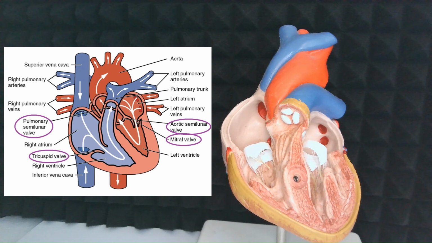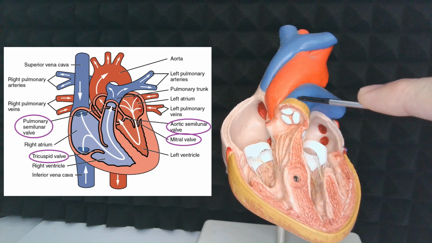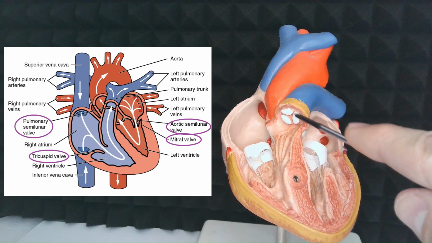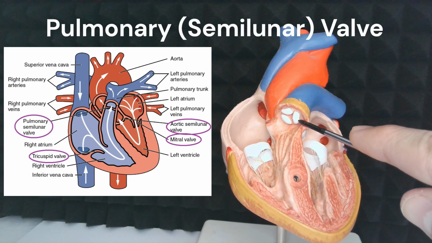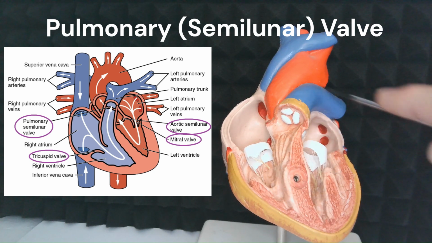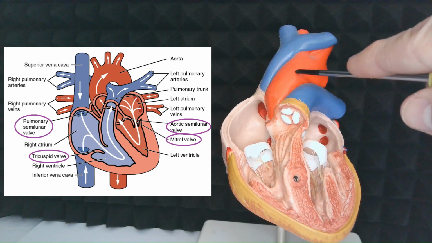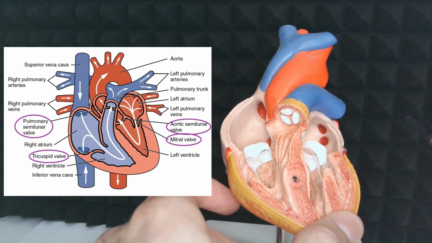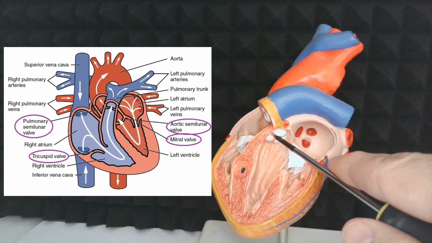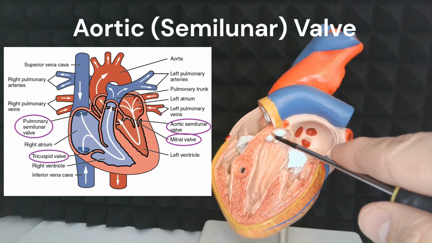So blood gets delivered to the lungs via this vessel right here, the pulmonary trunk, which we'll come back to. This right here is known as the pulmonary semilunar valve because blood is being sent to the pulmonary system, also known as the respiratory system. Likewise, when oxygenated blood leaves the heart and is going to be distributed throughout the entire body, it leaves via this large vessel right here called the aorta. So over here, we have the aortic semilunar valve.